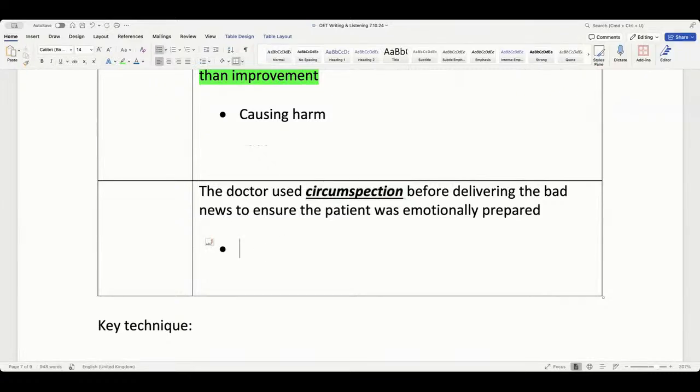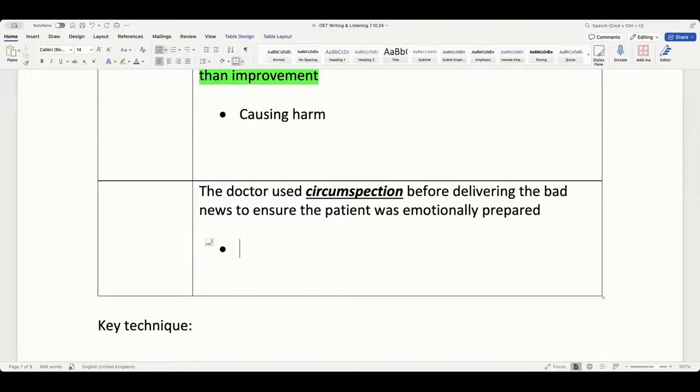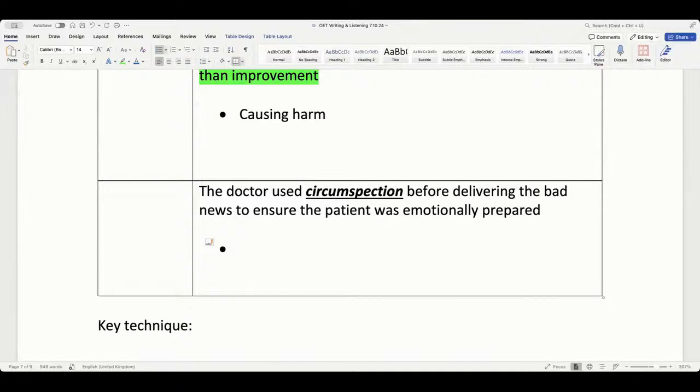Like preambular or something. Like backlinks. Before delivering the bad news. Like an inspection? Evidence or circumstances? Beating about the bush, I like that. The doctor used circumspection before delivering the bad news. Circumspection. Yeah, taking care of something. The environment, the situation, care of.